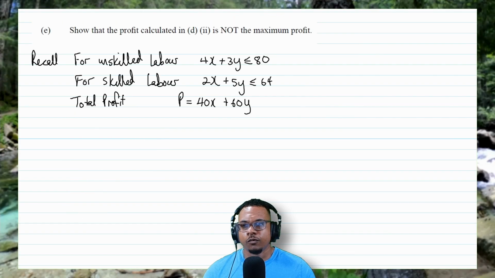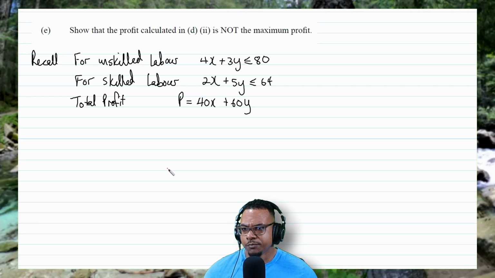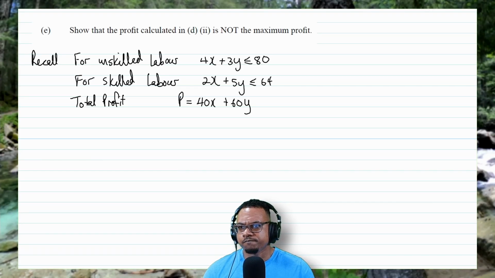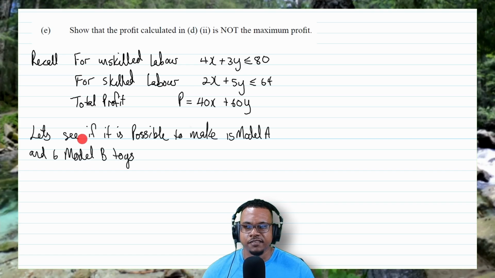So all I'll say is either I bump up the Model A by 1 or the Model B by 1, and let's see if it's possible. All right. So if you want to say, okay, let's try 15 Model A and let's say 6 Model B and see if it's possible. So let's see if it's possible to make 15 Model A toys. That's the standard 15 that we were using all the time, but let's bump up the Model B toys by 1. So instead of 5 Model B, let's see if it's possible to make 6 Model B toys.